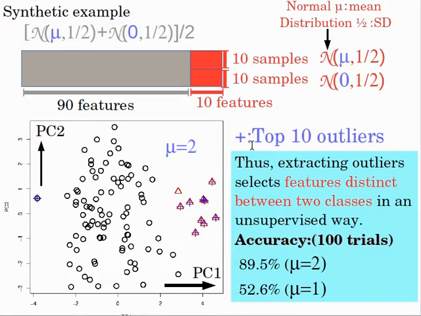Thus, this method is completely unsupervised without any labeling. Of course, it depends upon the distinction between the two distributions. When the difference of means is as large as 2, the accuracy is 90%, but if the mean difference is decreased to 1, then the accuracy is reduced to only half. But still, it is significant because only 10% are true positives.